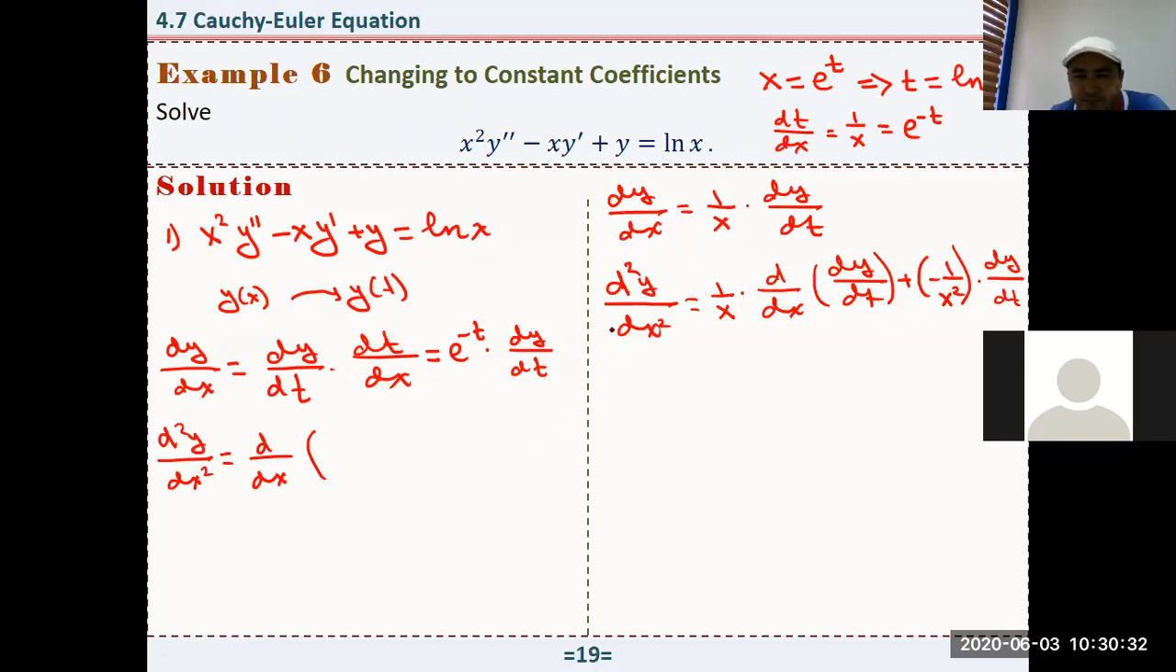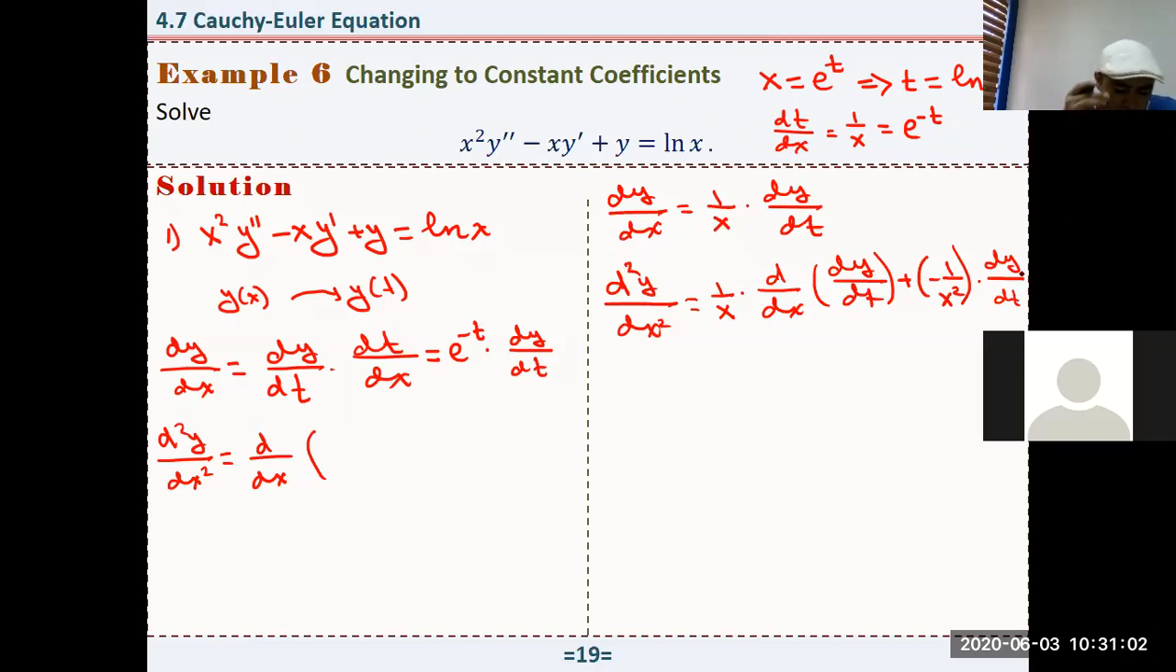Is it correct? So we are differentiating this, and actually we are differentiating this one, that is u times v. First, if I differentiate this one with respect to x, this dy/dt, here we have 1 over x, plus if you differentiate this with respect to x, that is minus 1 over x squared, and just the function itself here, the v function, that is dy/dt.